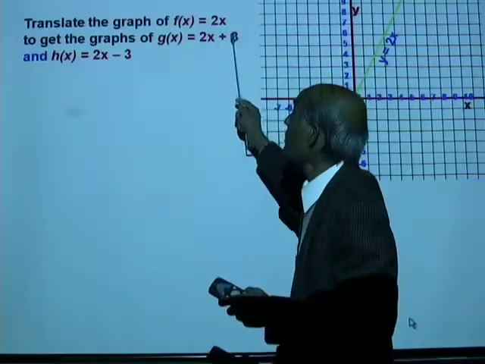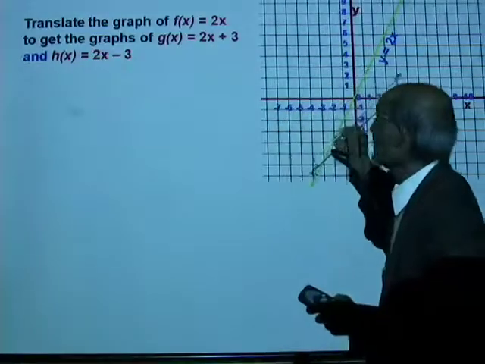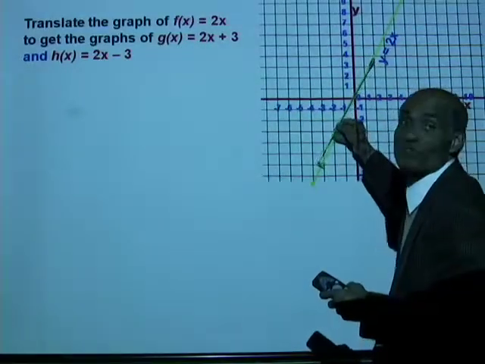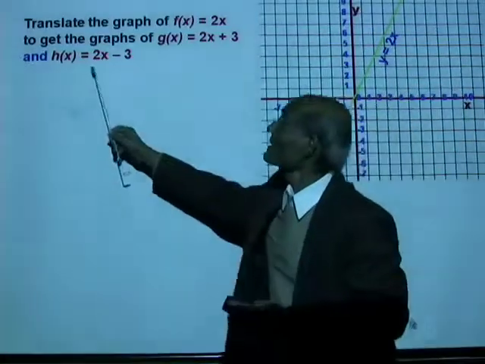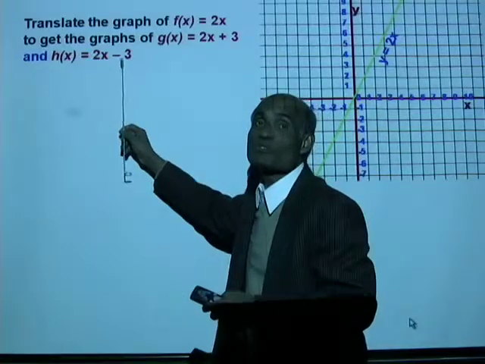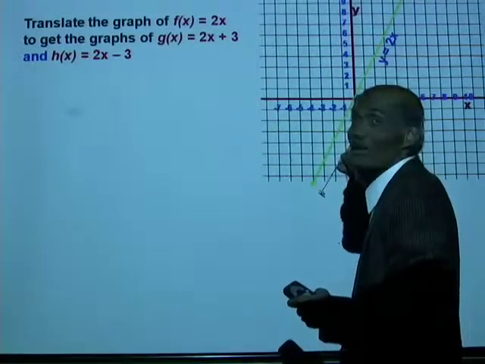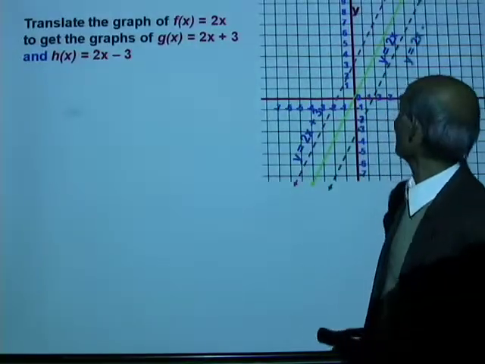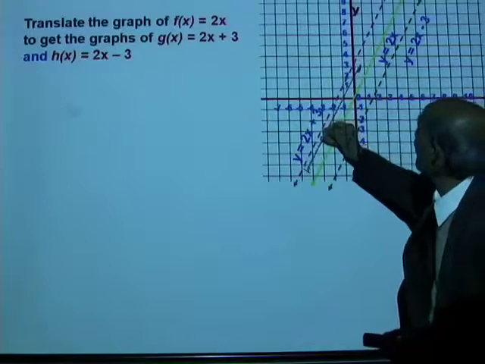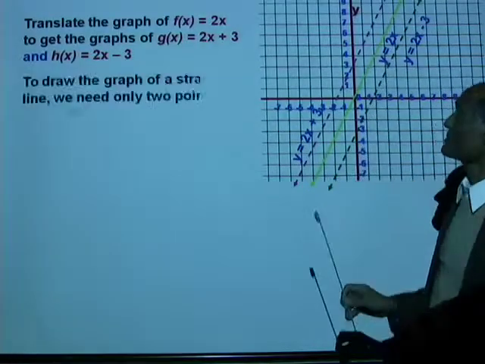So what does this do? G of x equal to 2x plus 3. It will translate this graph vertically by 3 places. Similarly, h of x equal to 2x minus 3. It will translate the graph 3 places down. Is that right? Yes. There you got the graph of y equal to 2x plus 3, y equal to 2x minus 3.